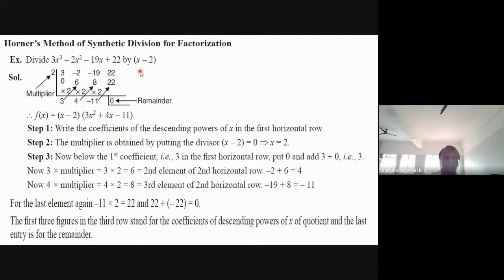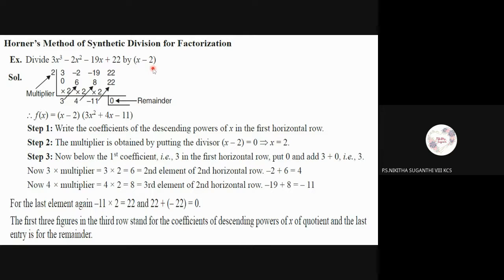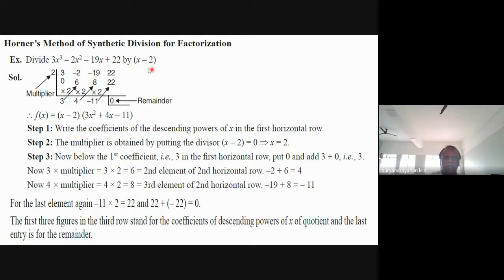Now come to the divisor. What is the divisor here? By which polynomial we are dividing? By x minus 2. Yes or no? We are dividing the given polynomial by x minus 2.